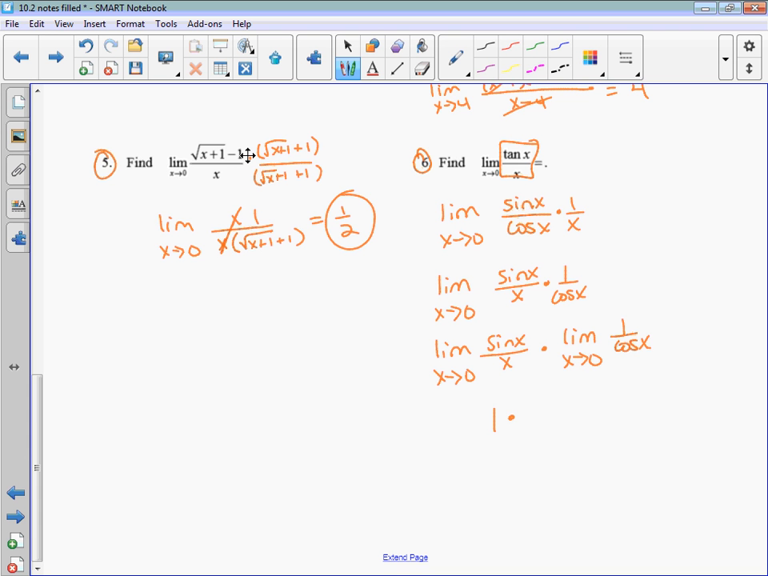can I just plug 0 into the other one? Yeah, because what's the cosine of 0? 1. So this is really 1 times 1, which is 1. Those of you that just crossed out sine of x over x, you still got 1 at the end, but just be careful. It's not always going to work out that nicely, so definitely show this notation.